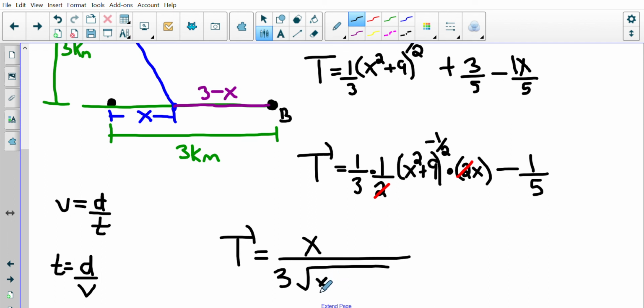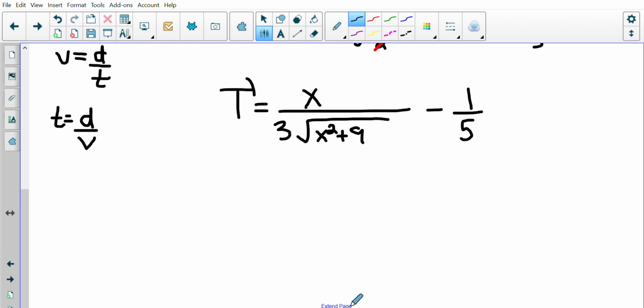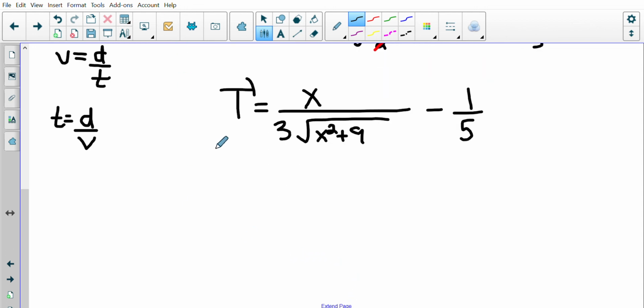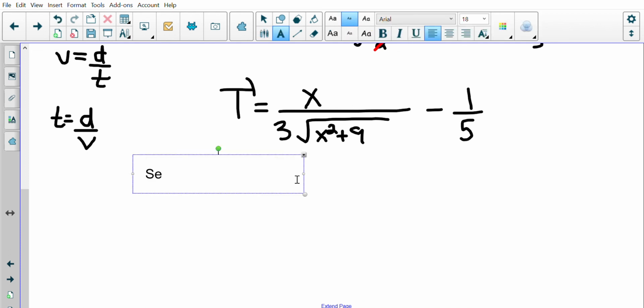So I've got x squared plus 9, minus 1/5. All right, there we go. Time to find our derivative equal to 0. So set t prime equal to 0.